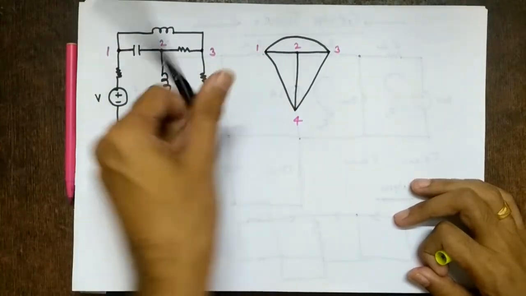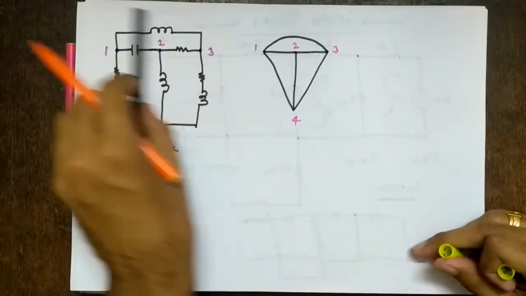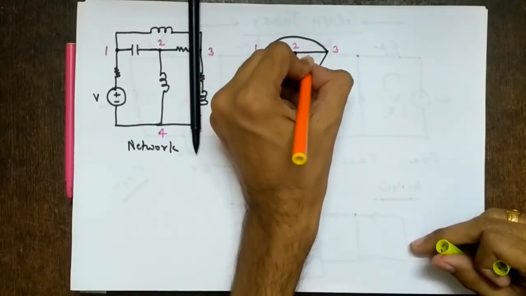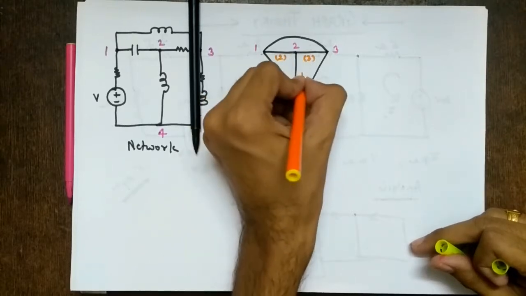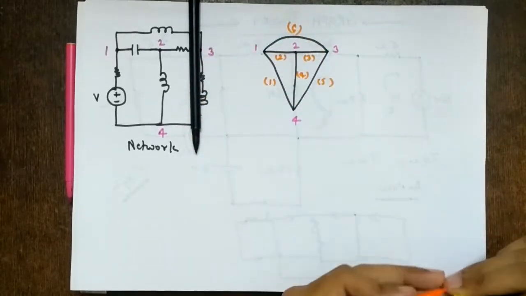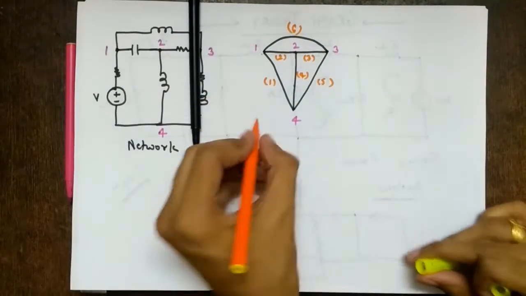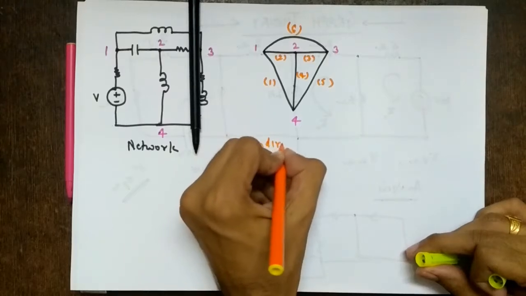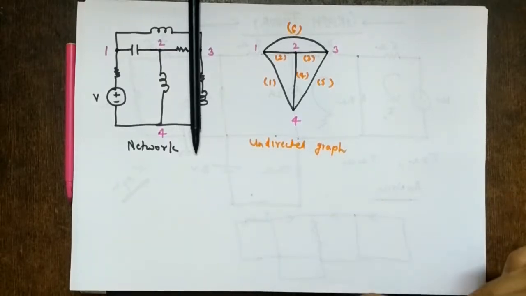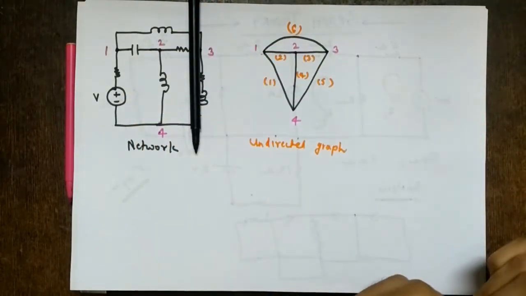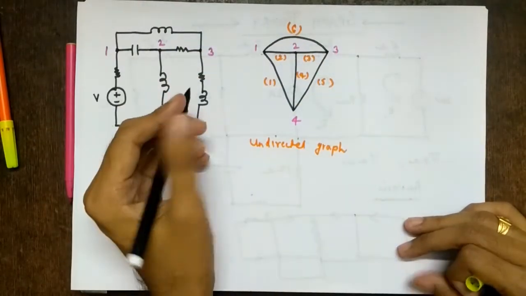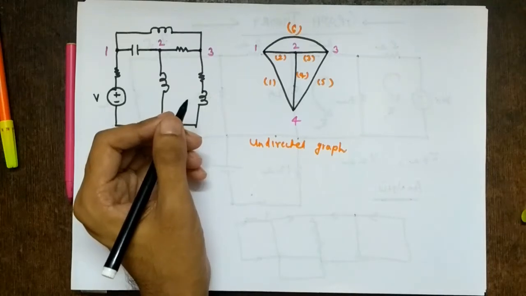Now I can name the branches. This is number 1. Let's say I am arbitrarily giving them, there is no procedure as such. This is 3, this is 4, this is 5, and the remaining one is 6. This is called an undirected graph. Why? Because we have not assumed any direction of currents. Obviously currents will be flowing, so we assume the currents are flowing in the graph. That is obvious.